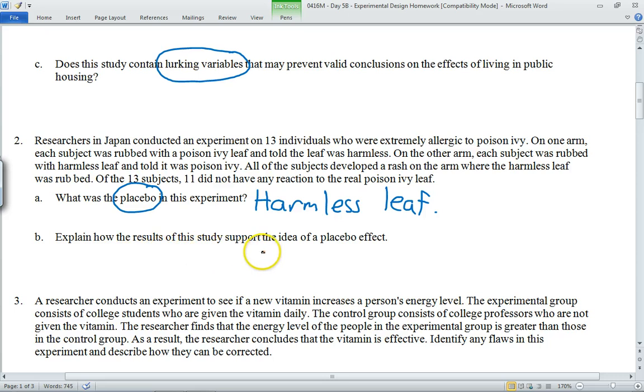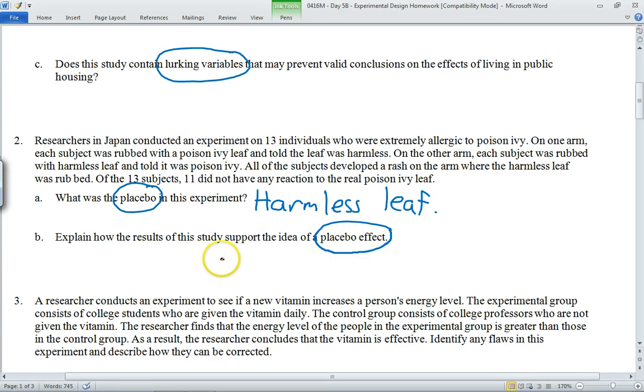Everybody got a rash. So, can you guys see that this is the placebo effect? The people were told that it was poison, and the mind is a very powerful thing. If you believe that you were just rubbed with poison, well, let me tell you what, your skin is going to start to itch, you might start to scratch, you're going to feel awful, and you're going to easily wind up with a rash. So that's how the results of this study support the idea of a placebo effect.